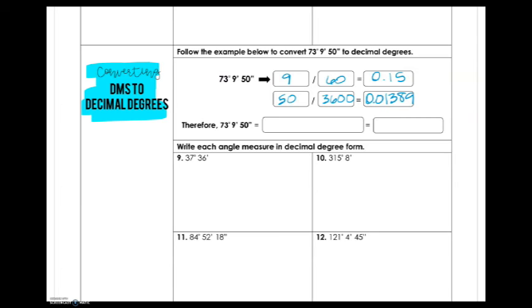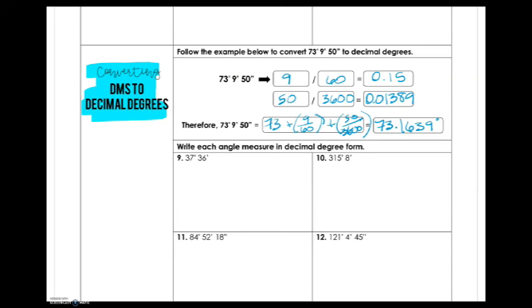Now, if you wanted to put this in your calculator in one step, you could do 73 plus 9 over 60 plus 50 over 3,600. And if you're using your parentheses, you could put this all in your calculator at once and get the answer. If you didn't put it in your calculator, then you would do 73 plus 0.15 plus 0.01389, and your final answer is 73.1639 degrees. Now, we don't normally need 4 decimal places, but it's good practice.